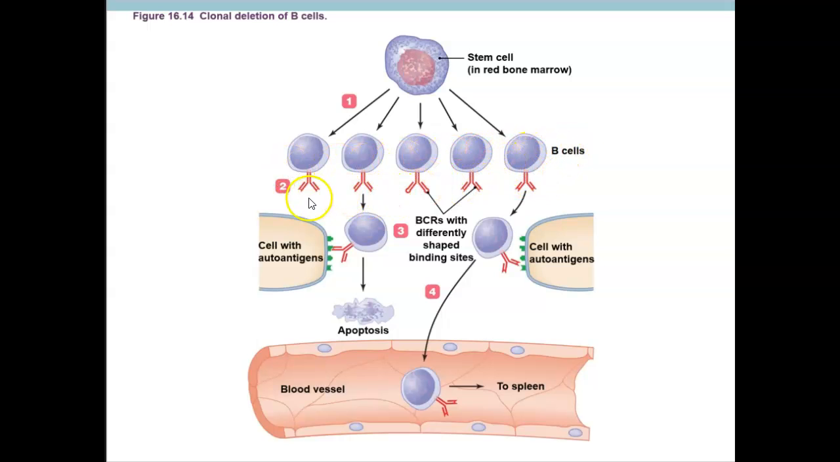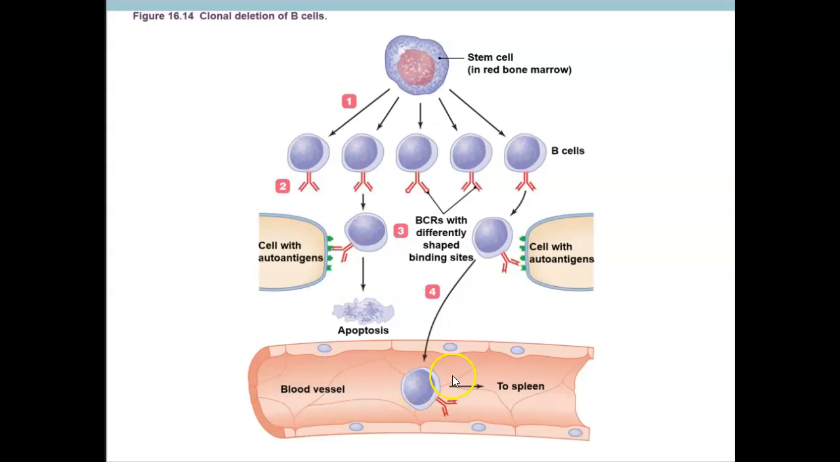So again, we're going to make randomly just a bunch of B cells, each with its own unique B cell receptor. Some of them will bind to autoantigens, and so they will go through apoptosis. Some of them, as we said, have those other options, but most of them will actually go through apoptosis. A few of them will not react with autoantigens, and so they will be able to go to the spleen ultimately, finish developing, and then wait for their antigen to show up.